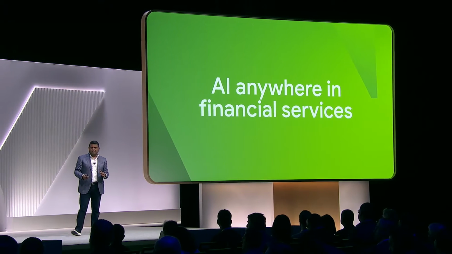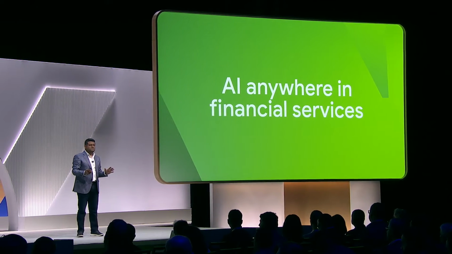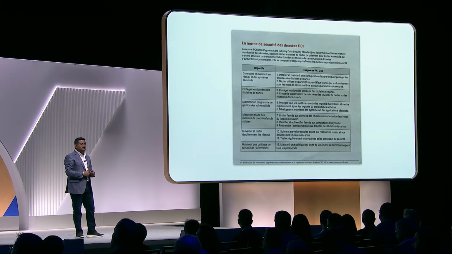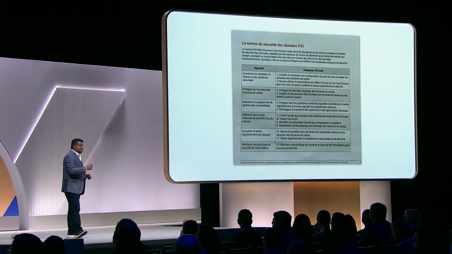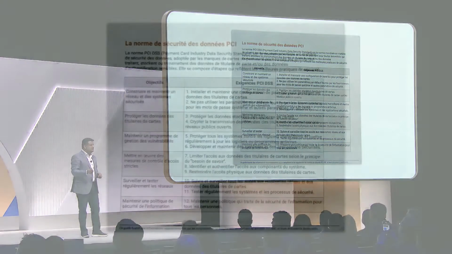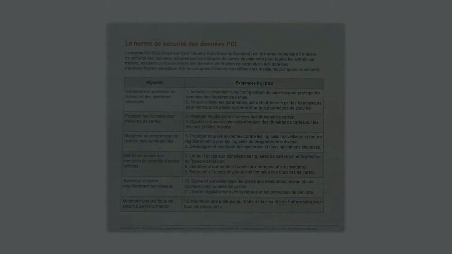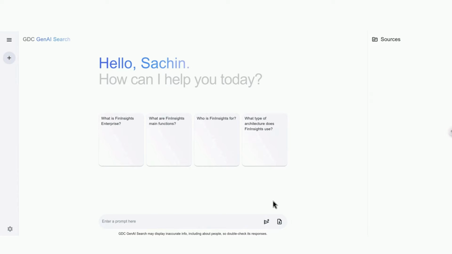Let's talk a little bit about generative AI search in financial services through an illustrative demo. So imagine you have a new product, FinInsights, and you're trying to launch this in Europe. You've gotten this new PCI DSS compliance requirements document. Now, for whatever reason, it's been handed to you as a printout. It's in French, and you need to understand if this super confidential product you're building, FinInsights, adheres to these compliance requirements. So we can provide you a GenAI search capability.